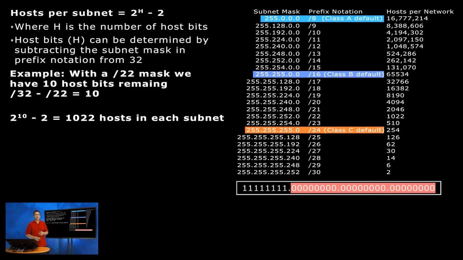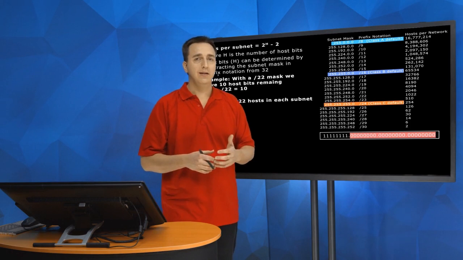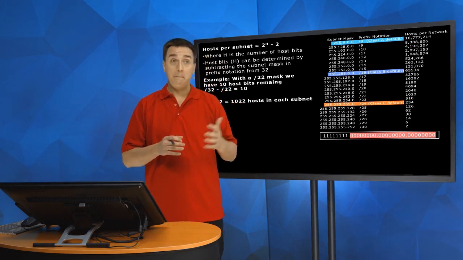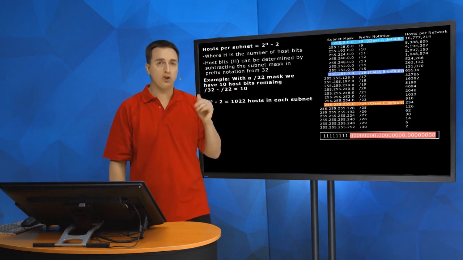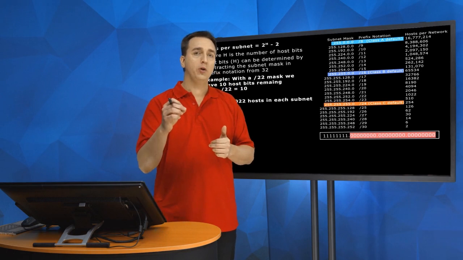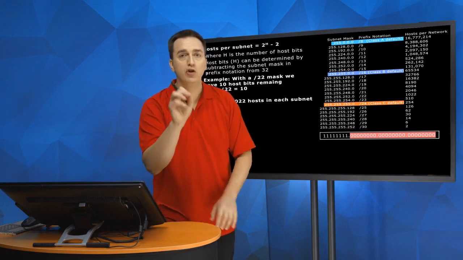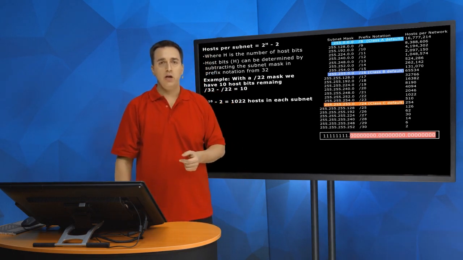Why minus 2? We didn't subtract 2 with subnets unless we did not support IP subnet 0. But here, I am adamant about subtracting 2. I am stressing to you, when determining the number of hosts, you must subtract 2. No ifs, ands, or buts about that, folks. So why are we subtracting 2 in this particular case?